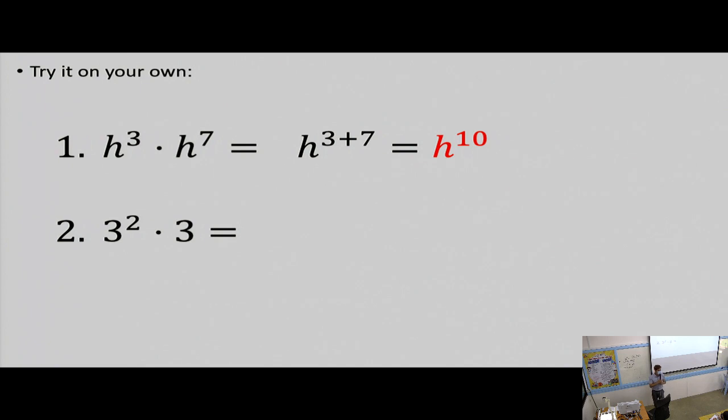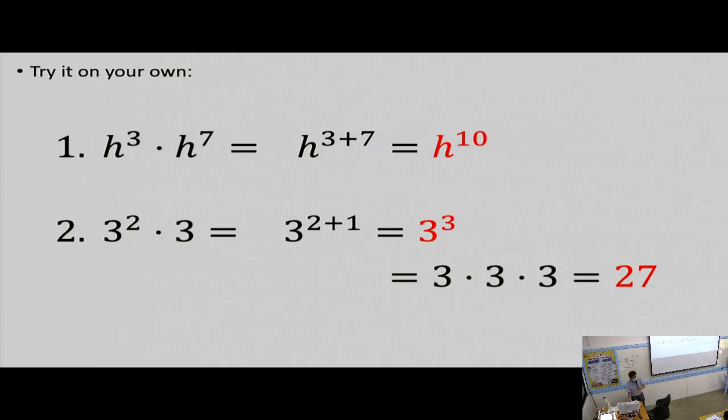What's the answer? Anyone who wants to help? Yes. Okay, very good. That would be 3 to the power of 3. Again, if you don't see any exponent here, the exponent is 1. So, that would be 3 to the power of 2 plus 1, which is 3 to the power of 3. And what is the value of 3 to the power of 3? 27. Very good.